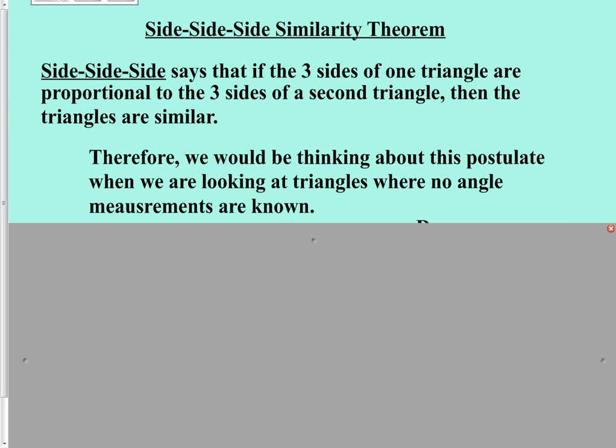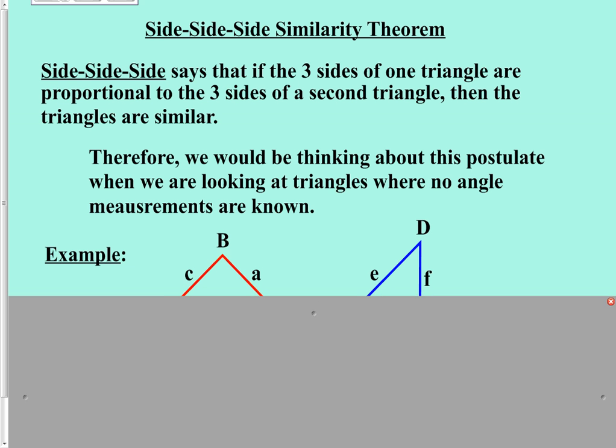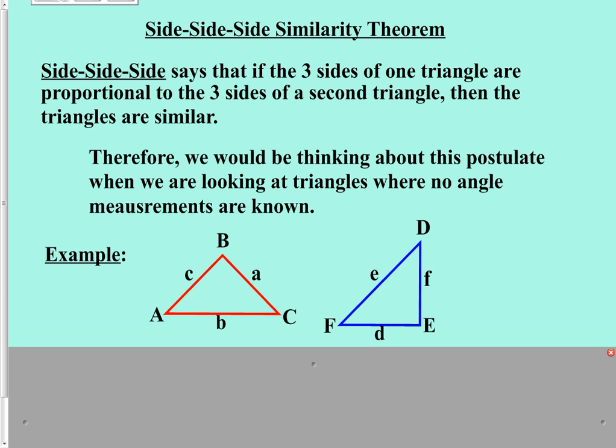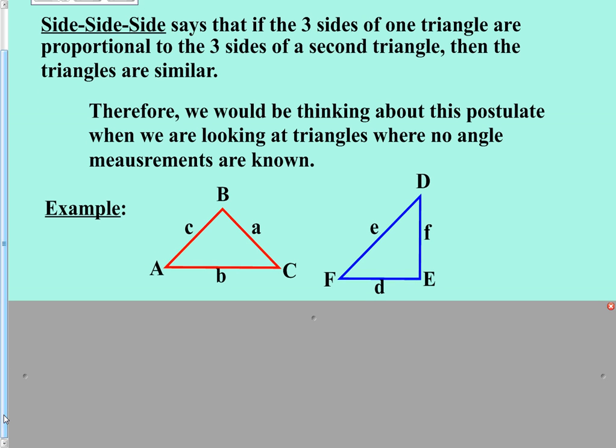Obviously, we would be thinking about the possibility of using the side-side-side similarity theorem if we knew all of the side lengths in a pair of triangles, but maybe we're short on some of the angle measurements. Now, this one doesn't save us a whole lot of time or energy, but it is a shortcut in the sense that we don't actually have to prove the angle measurements in order to establish that two triangles are similar.